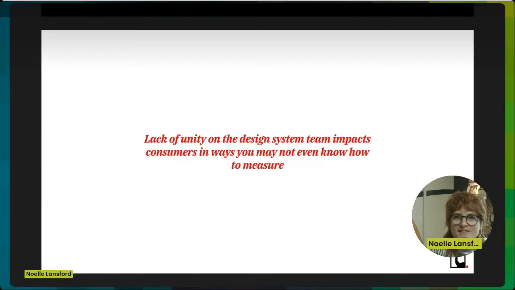So who does this affect, right? This affects our internal efficiency quite a bit. And I think if we were all really honest with ourselves, these kinds of conversations add up fast, both in designer time and developer time. And so lack of unity on the design system teams impacts consumers of the design system in ways that you may not even be measuring or know how to measure.